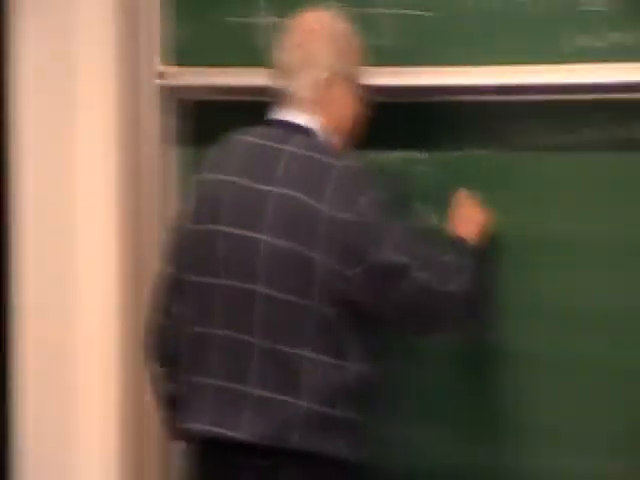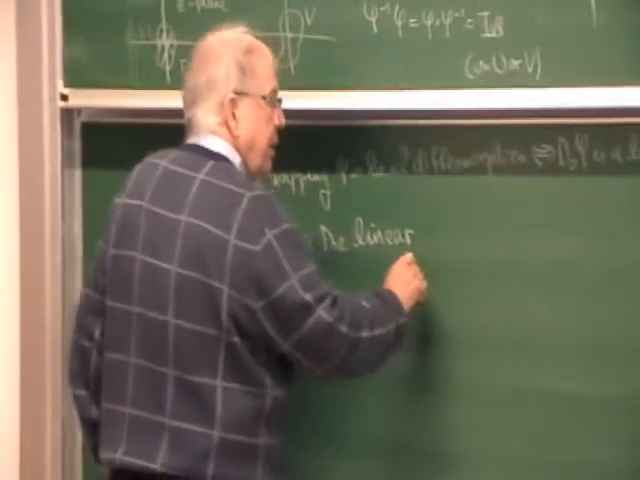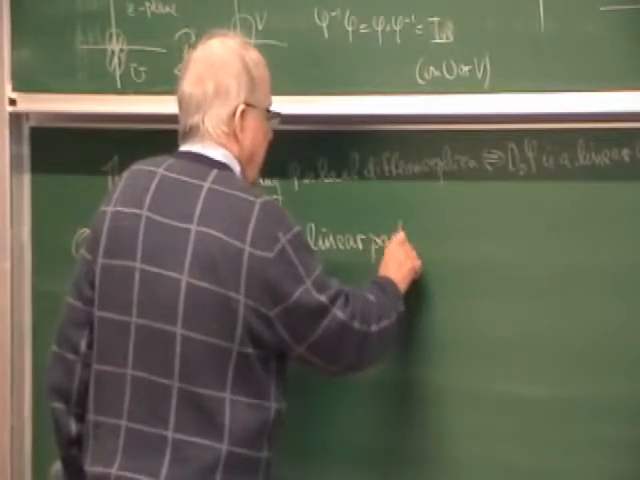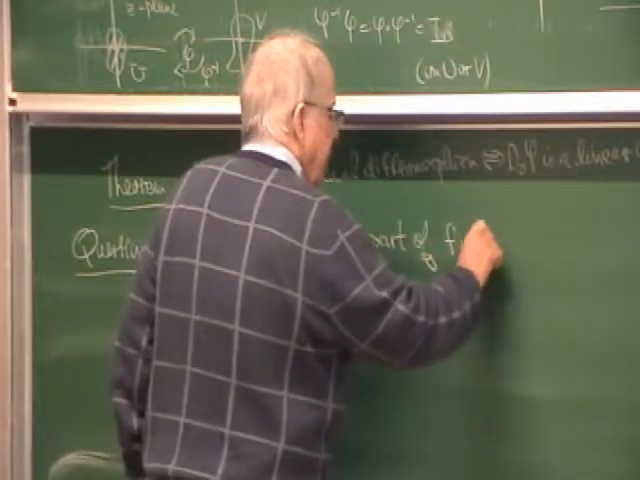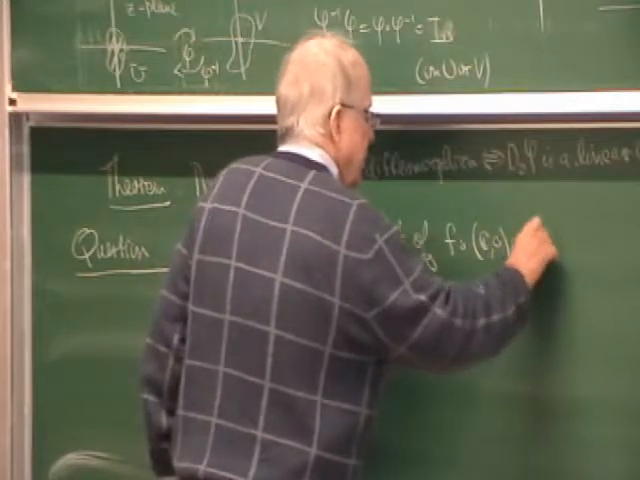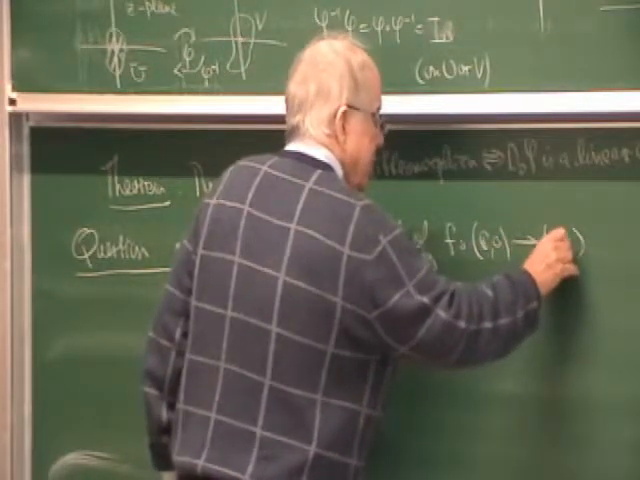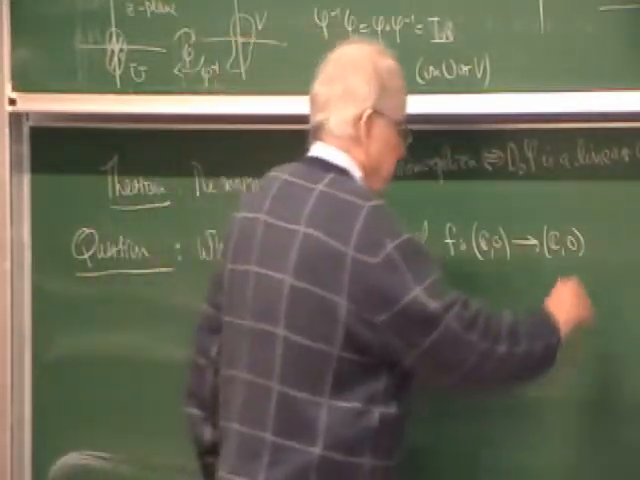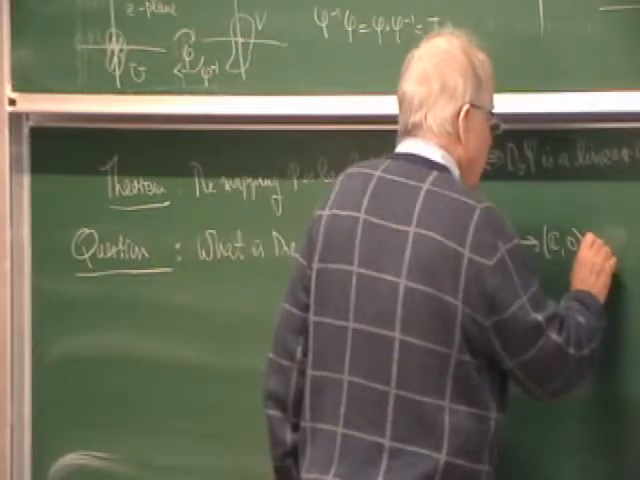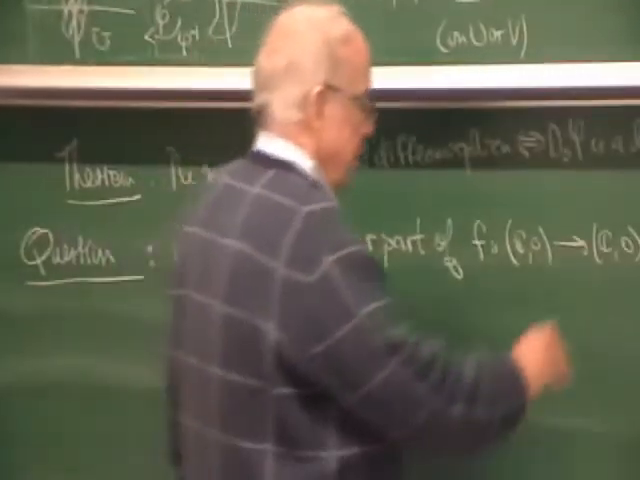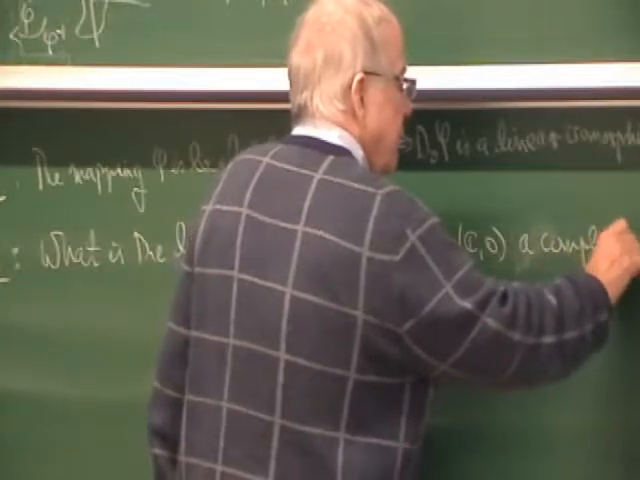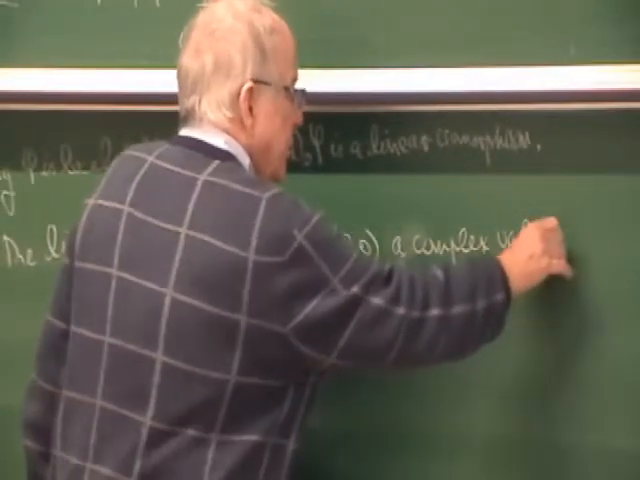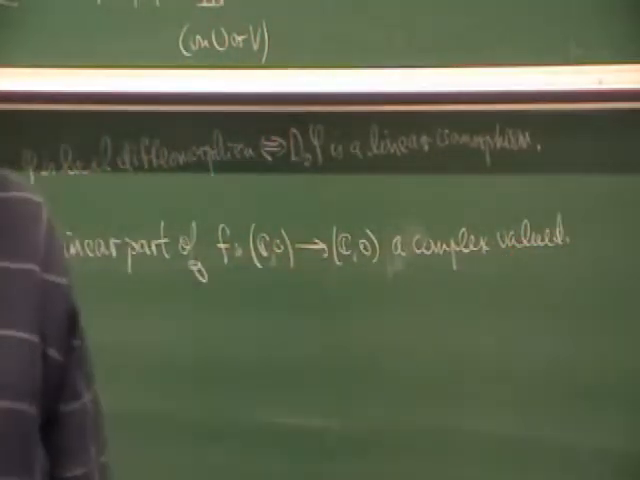and you would ask the question here immediately, what is the linear part of F as a map from C0 to C0? Which is holomorphic. No, a complex linear map. No, complex. This is a complex valued map.